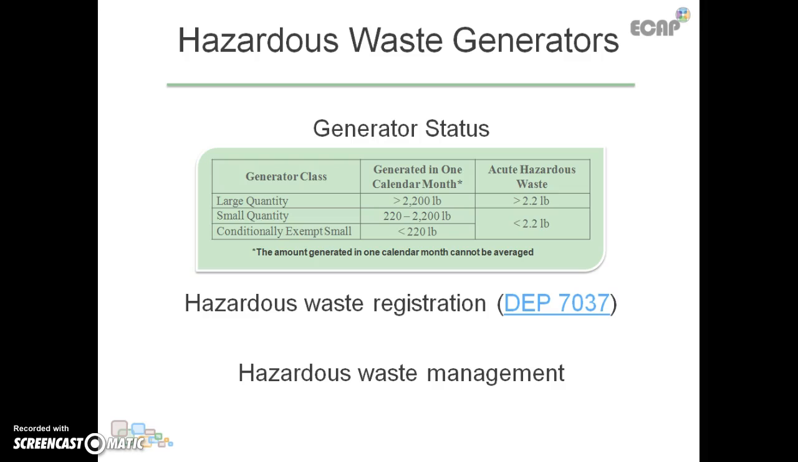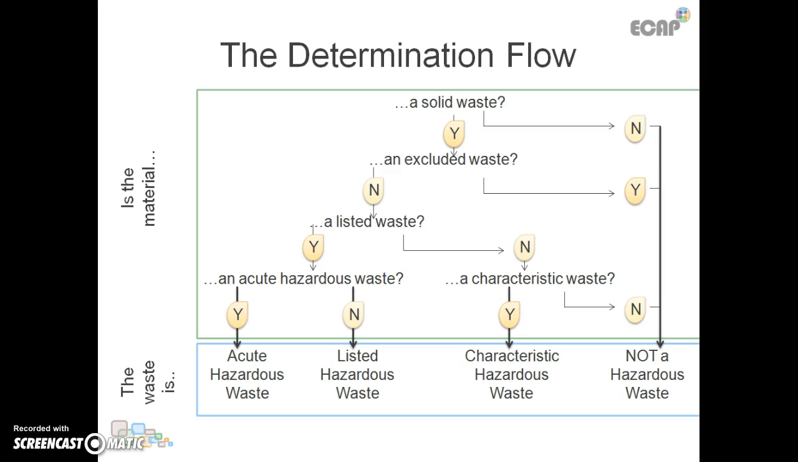If you have determined you are a large or small quantity generator, you are required to register with the Kentucky Division of Waste Management and obtain an EPA ID number. Conditionally exempt small quantity generators are not required to register but may do so to obtain an EPA ID number. Always be sure to review the appropriate ways in which to manage all hazardous wastes. You can follow these questions and flow diagram to determine whether the material is a hazardous waste.